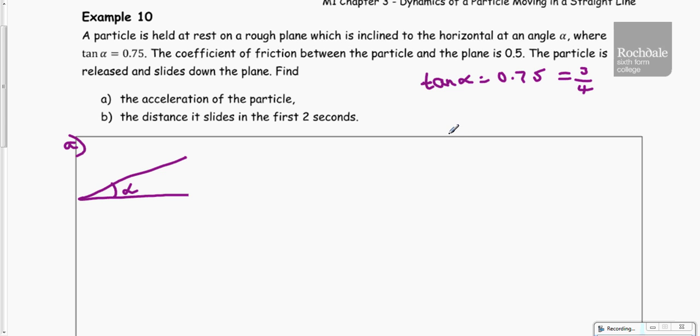If you look back at example 9, you'll remember that we can work out the values of sine and cos alpha quite easily. Tan is opposite over adjacent, and so the third side, the hypotenuse, will be 5. Therefore, sine alpha, opposite over hypotenuse, will be 3/5, and cos alpha, adjacent over hypotenuse, will be 4/5.